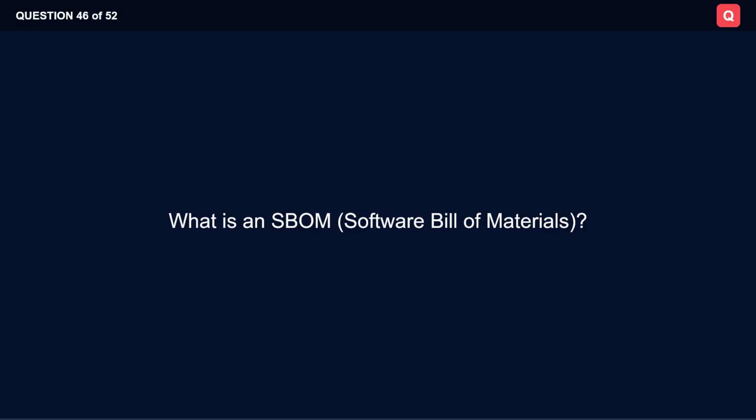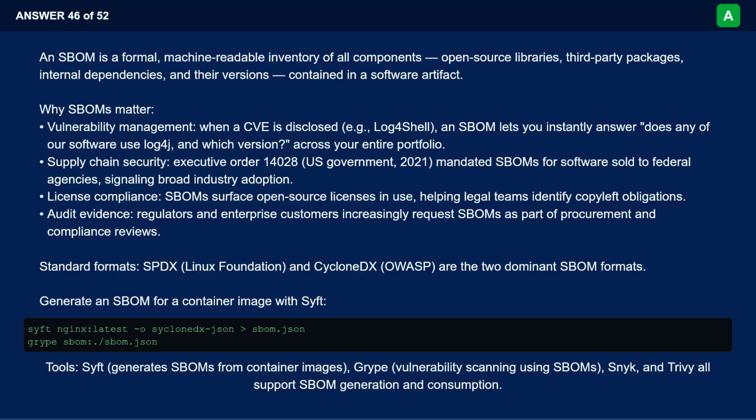What is an SBOM, software bill of materials? An SBOM is a formal, machine-readable inventory of all components, open-source libraries, third-party packages, internal dependencies, and their versions contained in a software artifact. Why SBOMs matter? Vulnerability management. When a CVE is disclosed, for example, Log4Shell, an SBOM lets you instantly answer, does any of our software use Log4j and which version? Across your entire portfolio. Supply chain security.